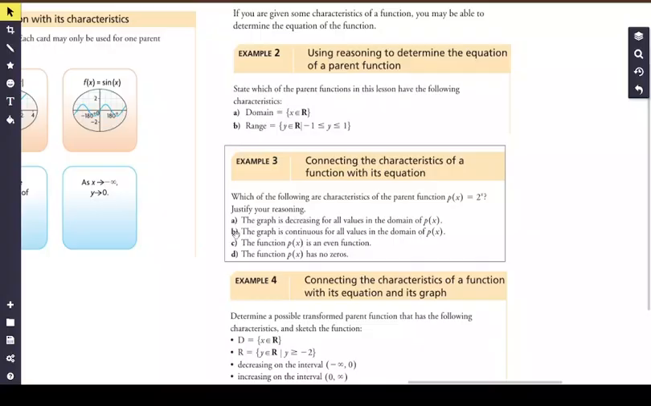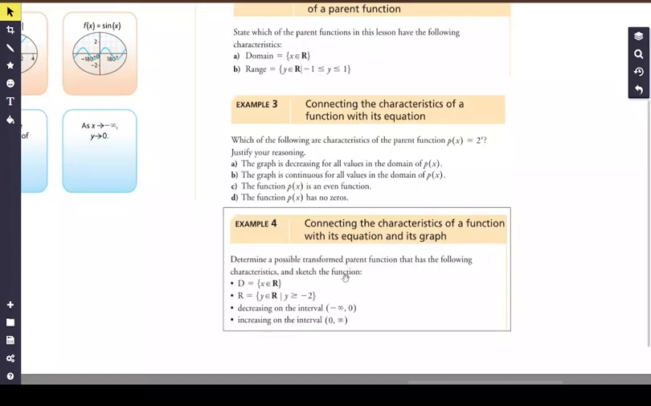The graph is continuous for all values. That is true. There are no discontinuities. The function p of x is an even function. That is not true, because 2 to the power of x is not symmetric in any shape or form. And the function has no zeros. That is true. So it's false, true, false, true.